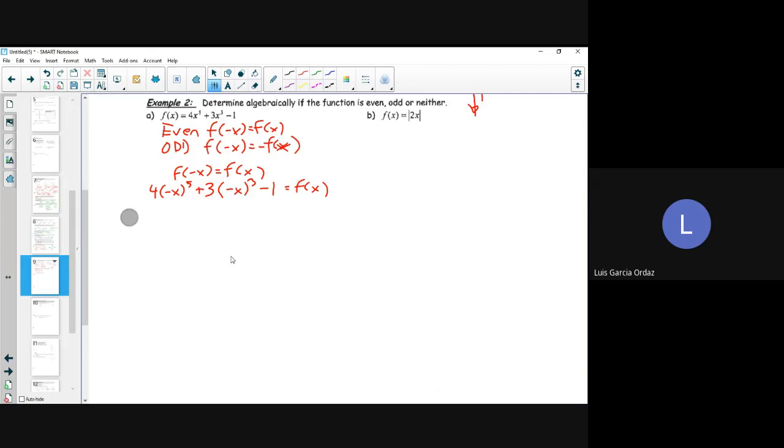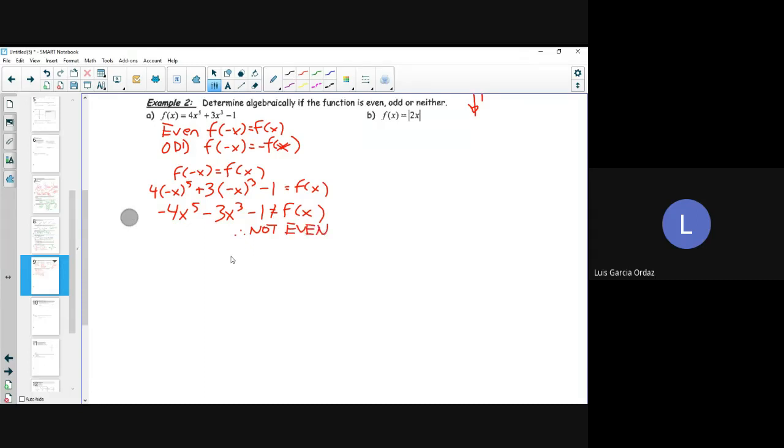Okay, so when we have an odd exponent and a negative number, what value does it give us back? Positive or negative? So when we have an odd exponent and we put a negative number to that odd exponent, does it give us a negative or positive value? Negative, right? So you have negative 4x to the 5 minus 3x cubed minus 1 is equal to f of x. Is the left side the same thing as the original function above? No. Okay? So therefore, not even.